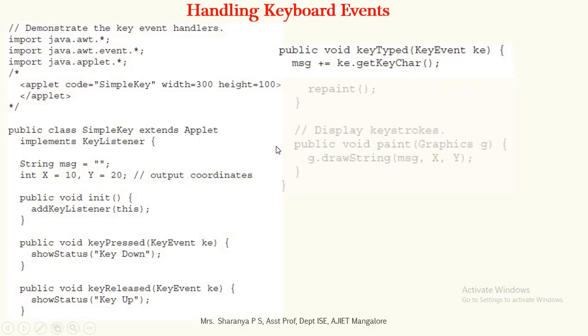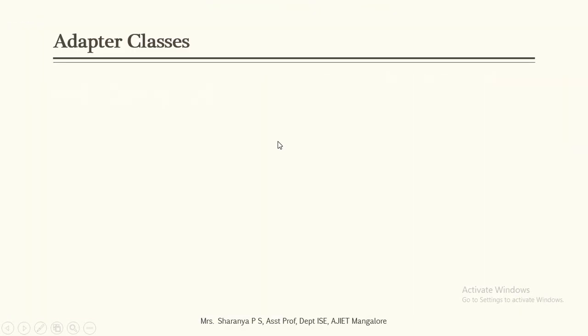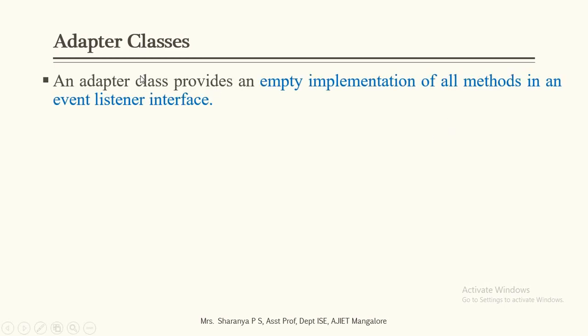And next, proceeding further, what is meant by an adapter? Three different kinds of classes we need to look into. In that, the first one is called an adapter class. This adapter class is majorly used to simplify the process of event handling. This provides an empty implementation of all the methods which are defined under the event listener interface.